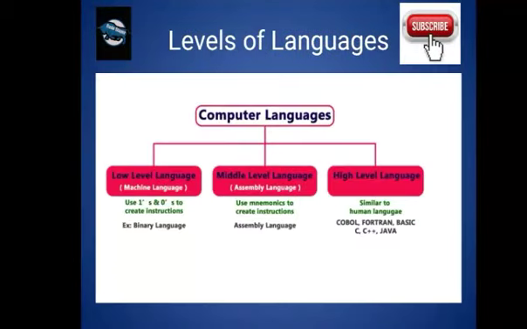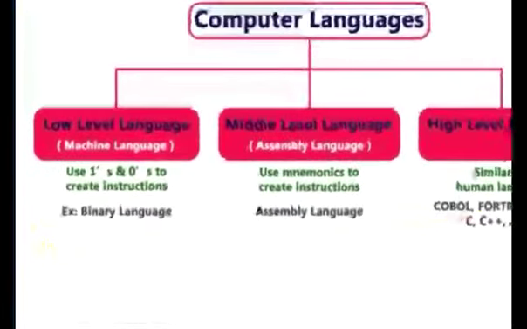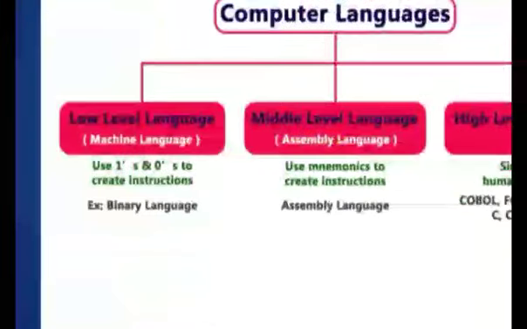Now, towards the levels of languages. In the levels of languages, there are low level languages, middle level languages, and high level languages, which were described before. So, in low level languages, we know that these languages are usually machine languages. They use ones and zeros to create instructions, like a binary language. We can say that they are binary languages.